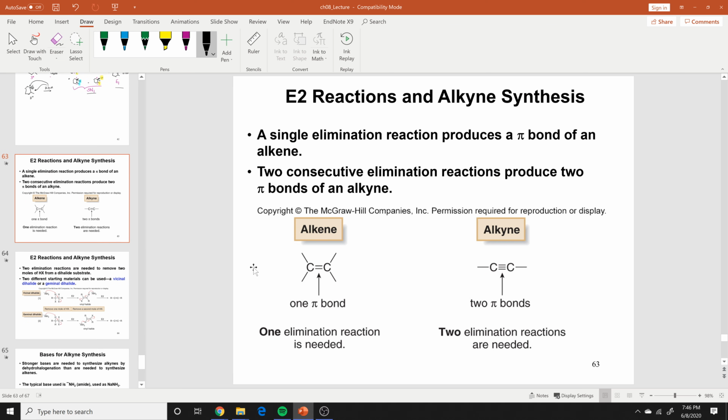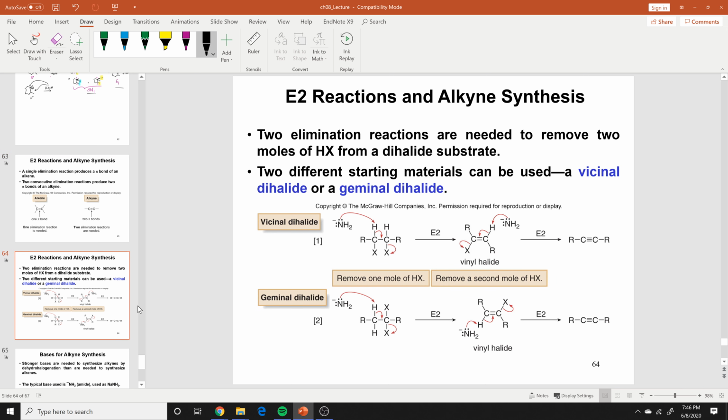The last reaction that I want to talk about is the E2 reactions that are used in order to synthesize, to make triple bonds. So far we've used alkyl halides with strong bases or weak bases in order to make double bonds. Now we can use basically dihalides, not a single alkyl halide, a dihalide, in order to make 2 elimination reactions. And in this case, we're going to end up forming a triple bond. This is how the reaction is going to proceed.